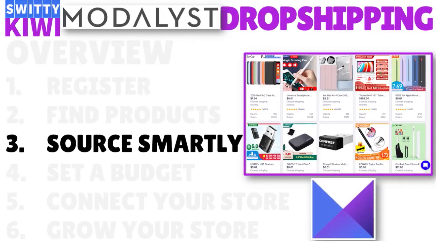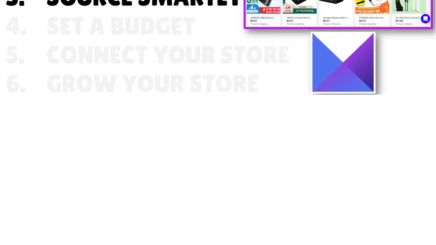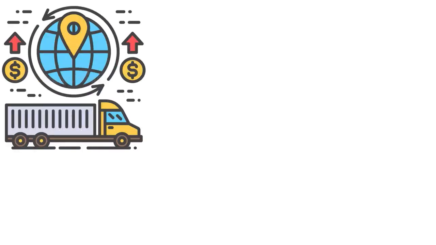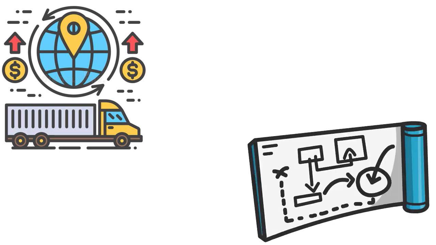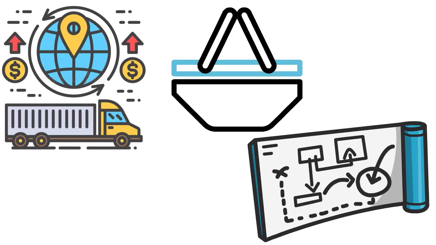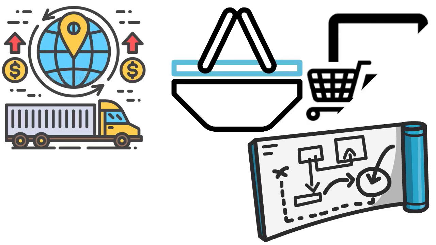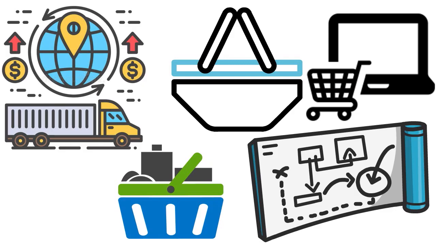Step number 3, you want to source smartly. So when we think about dropshipping on Wix Ecommerce via Modalyst, there are a couple of things you need to do. You have to think long term here, not only short term but also long term. And this duality of strategy is important for you to sustain your presence in the market. And as you know, when we talk about e-commerce, the market keeps changing all the time. So you need to find popular products, even if it means more competition.